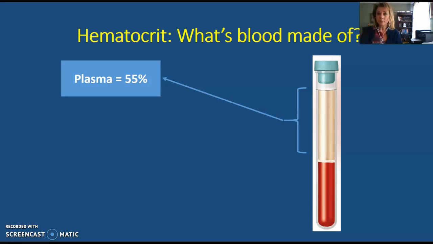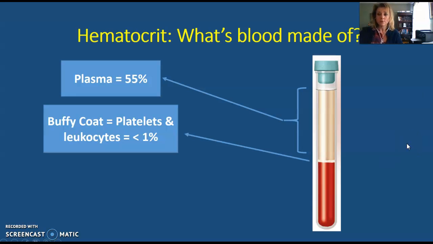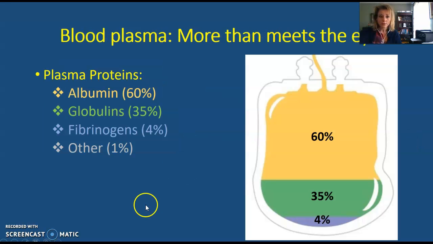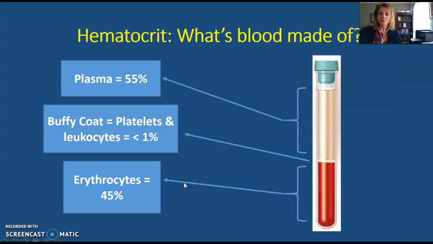So about 55% of blood content is plasma. You have less than 1% as white blood cells and platelets, and that's going to form like a little band of white in between the top liquid portion and then the bottom red blood cell portion. This is called the buffy coat. And then the erythrocytes are forming the rest of the blood. So you have many more erythrocytes than you do white blood cells and platelets.